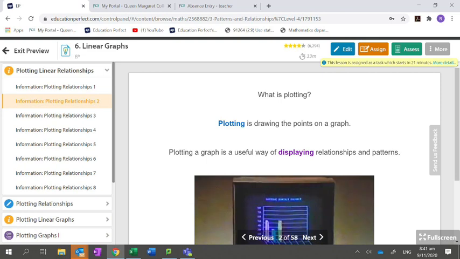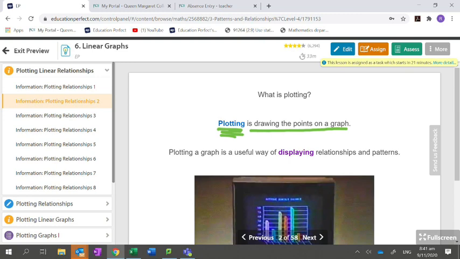Plotting simply means... the word plotting simply means drawing points on a graph. So there's your first notes, right? So plotting, anytime you're told to plot something, plotting means just draw points on a graph, okay? So you're just drawing those points on a graph.